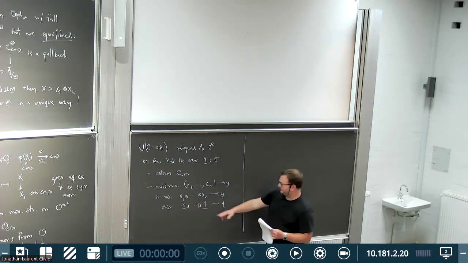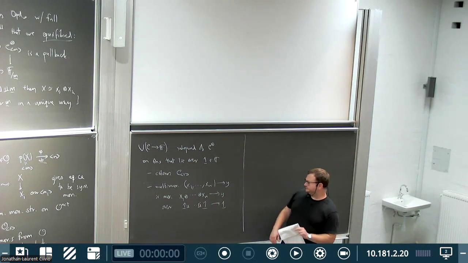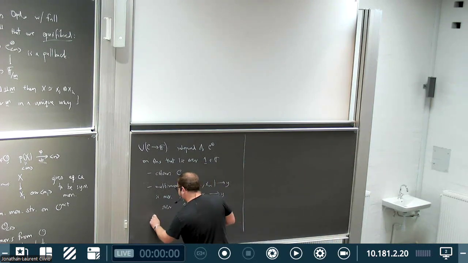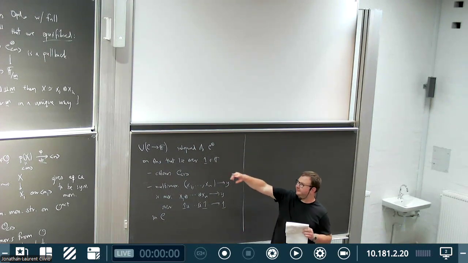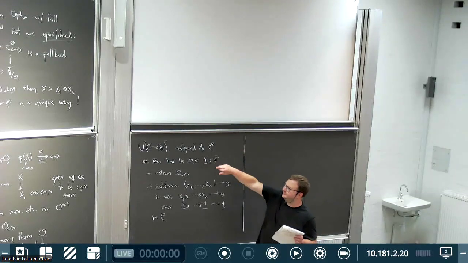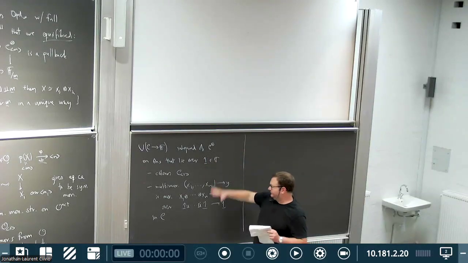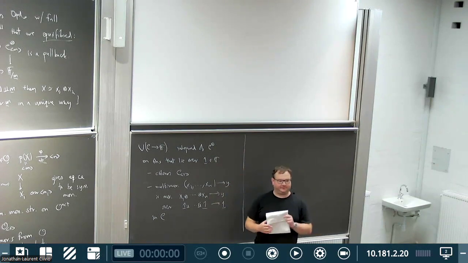Or a unique map like this, I guess, in C. And so the idea is that this condition on the tensor product, these decompositions coming from the pullback, tell me that this information generates the whole symmetric monoidal C.